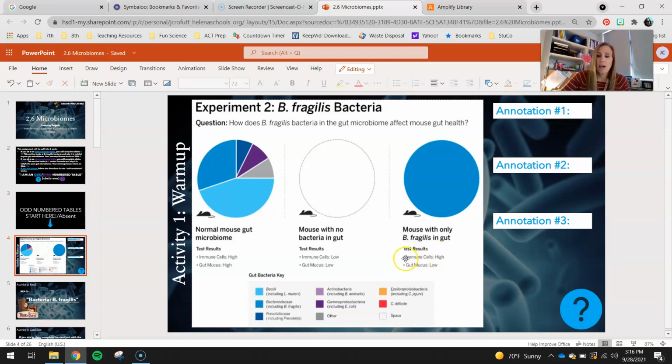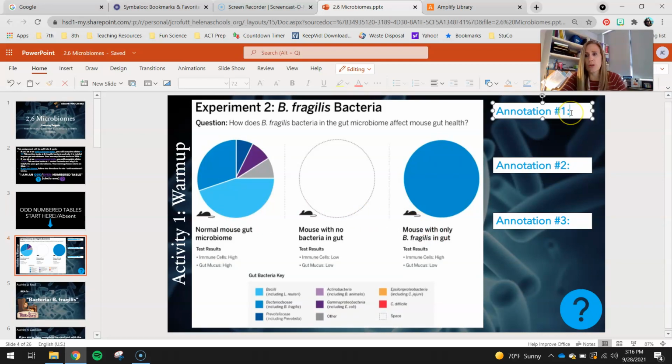Immune cells are little cells that are like the defenders of the body. If there's something bad in the body that's making us sick, those immune cells send out little chemicals to attack them and get rid of them. So it's good to have high immune cells, especially in your gut, when we have potentially harmful bacteria.